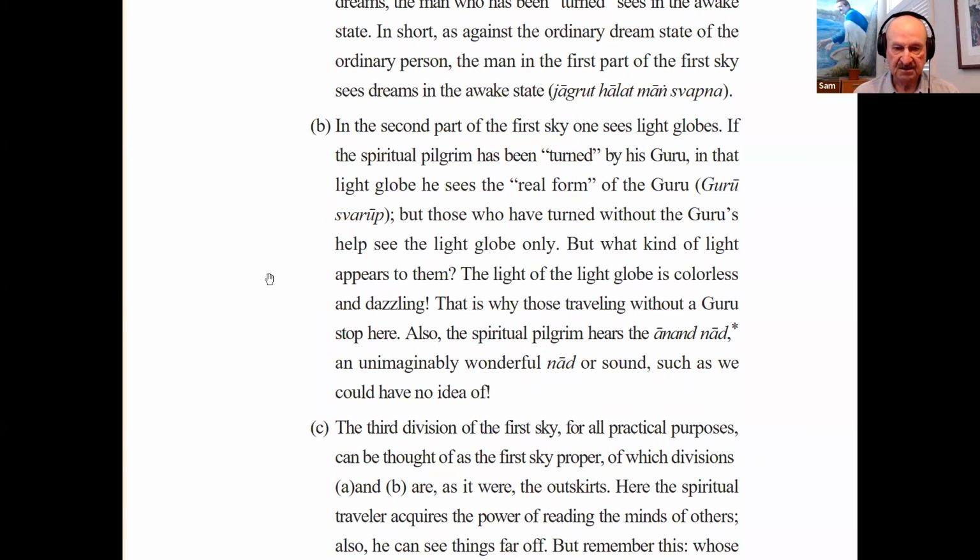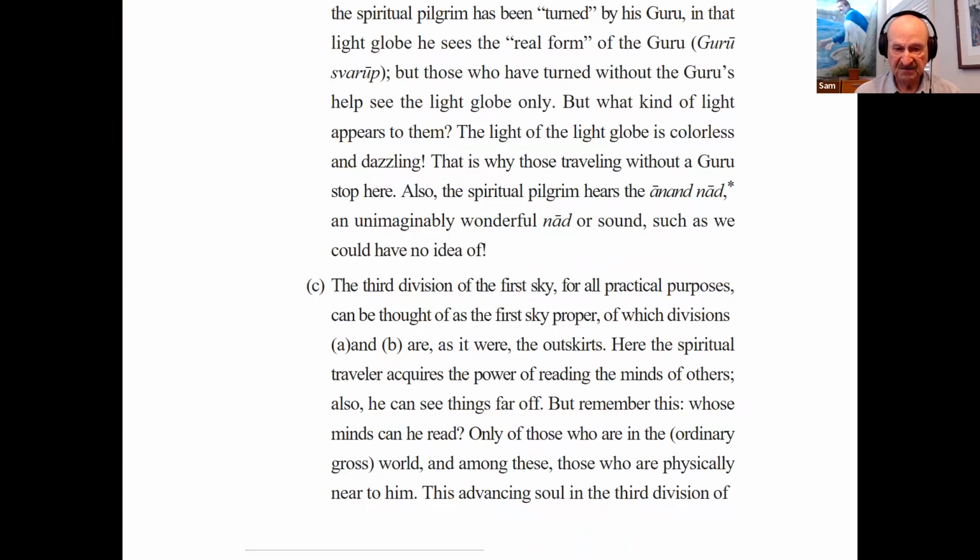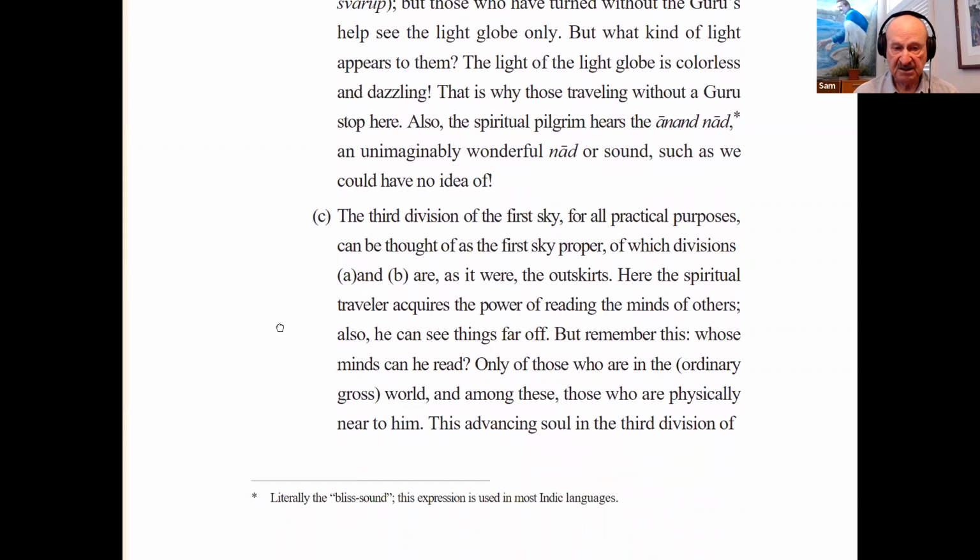B, in the second part of the first sky, one sees light globes. If the spiritual pilgrim has been turned by his guru, in that light globe he sees the real form of the guru, Guru Svarup. But those who have turned without the Guru's help see the light globe only. But what kind of light appears to them? The light of the light globe is colorless and dazzling. That is why those traveling without a guru stop here. Also, the spiritual pilgrim hears the Anand Nad, an unimaginably wonderful nad or sound, such as we could have no idea of.